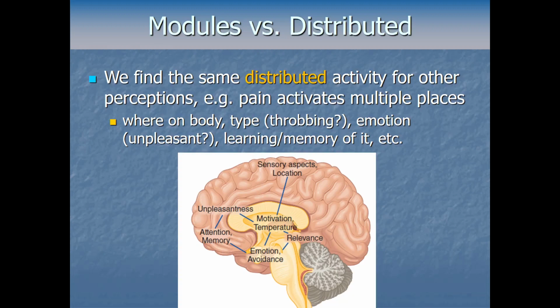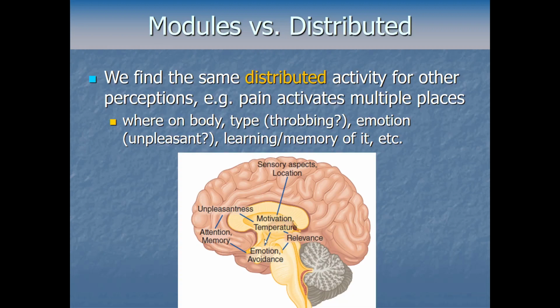Same kind of thing. We kind of saw this before when we talked about pain. We get the same distributed activity for other perceptions. Like pain activates multiple places throughout the brain. Like where on the body the pain happened gets processed in S1, primary somatosensory cortex. But also there's the emotional component of pain, how unpleasant it is. That gets processed a lot in the amygdala, the limbic system, areas like that.